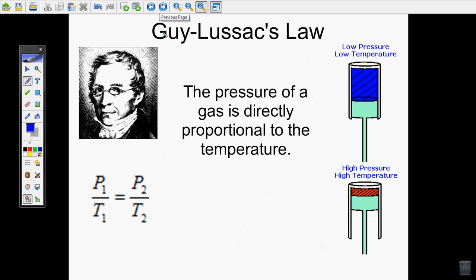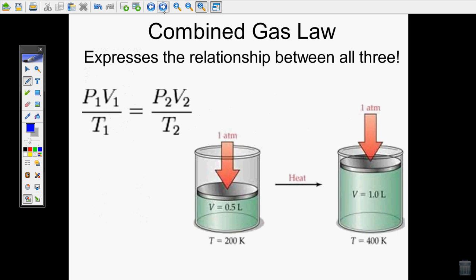All right, Gay-Lussac's law. The pressure of a gas is, again, directly proportional to the temperature. We don't really use his law much, other than that we use it in the combined gas law. So we're going to combine Boyle's law, Charles' law, and then Gay-Lussac's law, all in one.